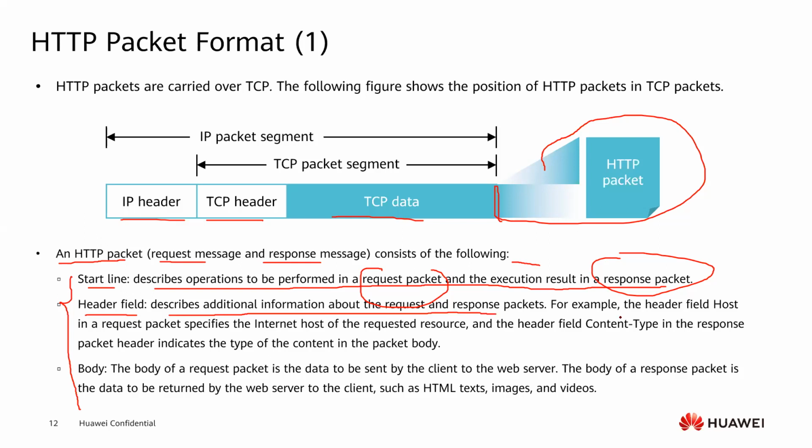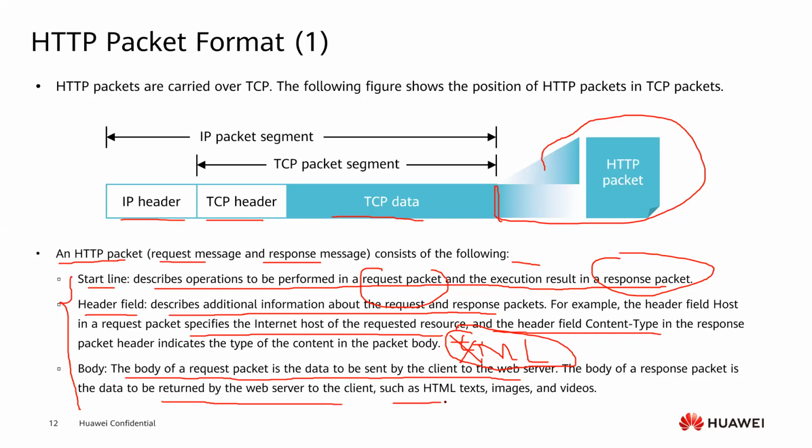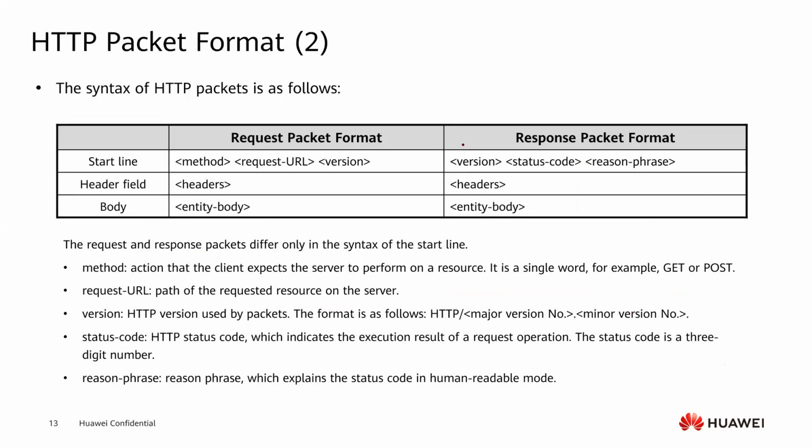For example, the header field Host in a request packet specifies the internet host of the requested resource, and the header field Content-Type in the response packet. For OPS today, we only support the content type XML. The type must be an XML file. The body of the request packet is the data to be sent by the client to the web server. The body of the response packet is the data to be returned by the web server to the client, such as HTML text, images, and videos. Here is the request packet format, and this is the response packet format.